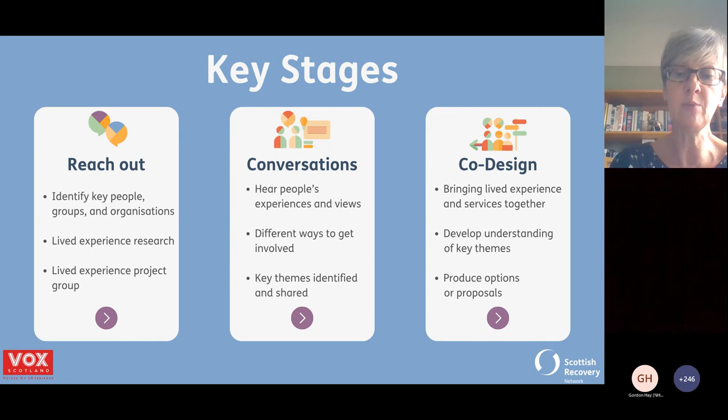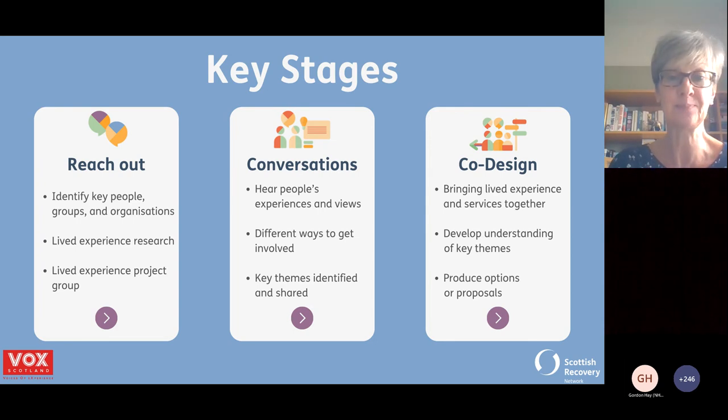And then the third stage, we will return to the key themes and we will bring people who've been involved in the engagement so far and people from Healthcare Improvement Scotland and others together to start to look at what actually would be the proposals that we would come up with to address some of the issues or to put into practice some of the ideas that people are coming up with. And that is where we will also feed that into Healthcare Improvement Scotland. So we feel it's really important that people don't just say what's important to them, but we provide them with really good structured and supported opportunities to develop those into proposals.